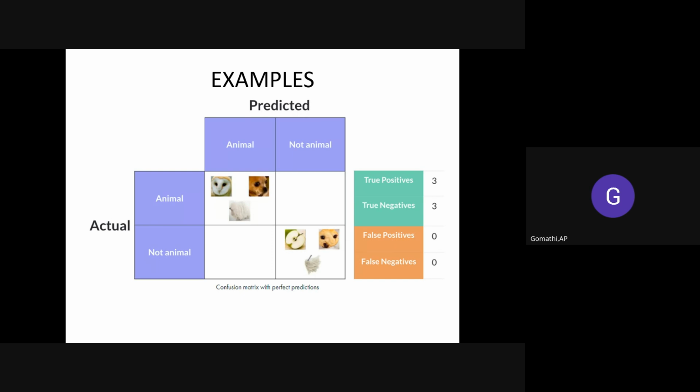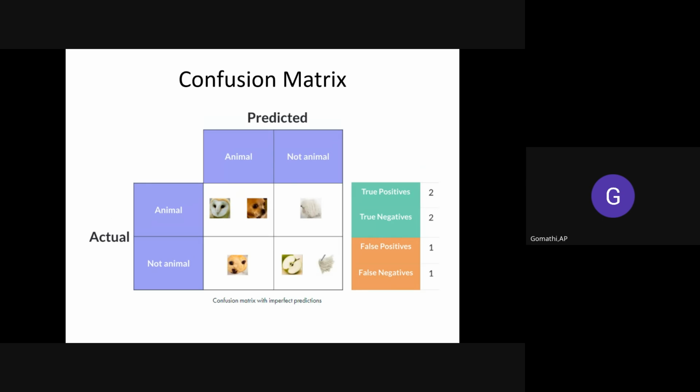And the true negative value also 3. So kindly consider another example of confusion matrix. Here we have an actual animal count of 2, so the value of true positive is 2. And the actual not animal cases are 2, so the true negative value is 2.